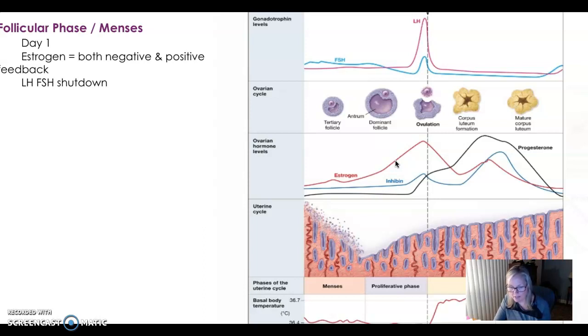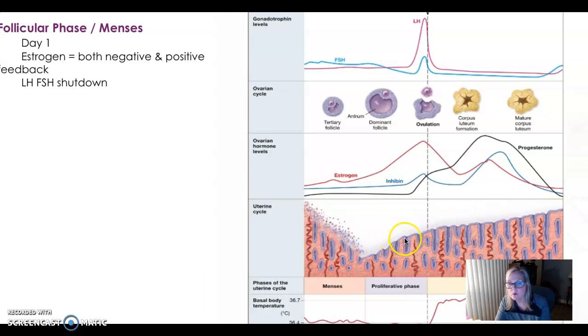But at the same time, it is causing a positive feedback on the granulosa cells to secrete additional estrogen in the presence of estrogen from the thecal cells. Kind of interesting. The proliferative phase of the uterine cycle, which is right here, corresponds to the end of the ovarian follicular phase. And the endometrium is continually adding a new layer of cells here in case of a future pregnancy. And as the ovary ovulates during this phase as well.